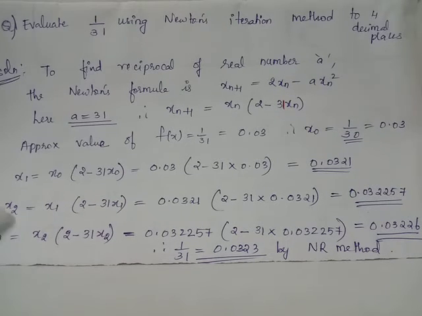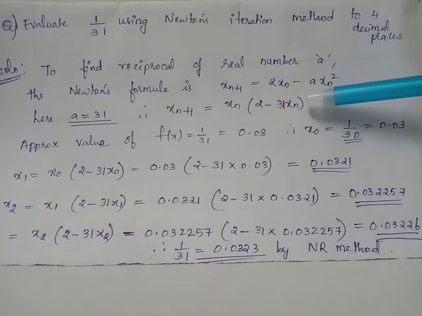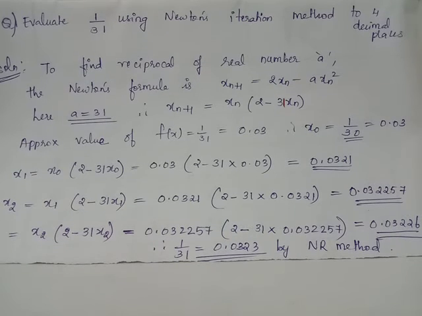In order to find out x2, we will give n equals 1 in this equation, and thus we have the equation x2 equals x1 multiplied by (2 minus 31 times x1), where x1 will be given the value 0.0321. Thus we obtain x2 equals 0.032257.